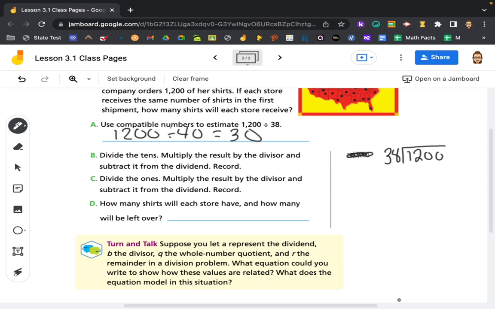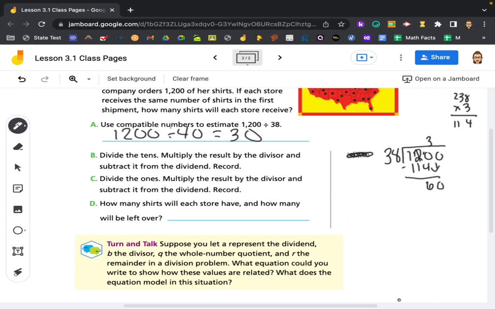So 38 doesn't go into 1 or 2, so we have to go into my tens place. So 38 goes into 120. We're going to say 3 times, because it's close to 40. So we're going to do 38 times 3. 3 times 8 is 24. 3 times 3 is 9, plus 2 is 11. So we get 114. We subtract. And we get 6.